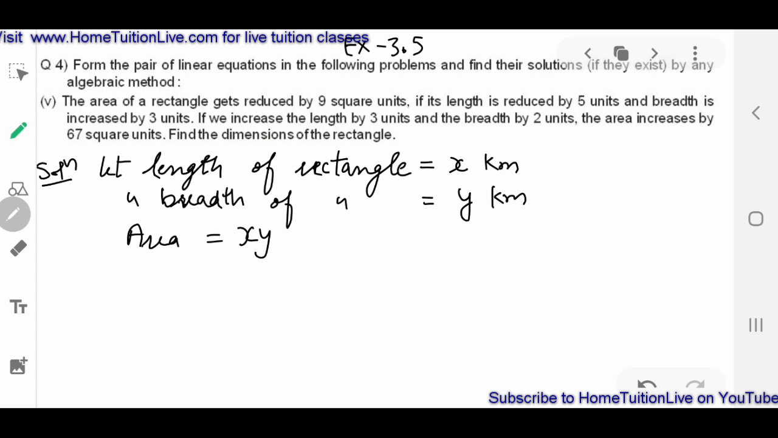The area of a rectangle gets reduced by 9 square units if its length is reduced by 5 units and breadth is increased by 3 units. If we increase the length by 3 units and breadth by 2 units, the area will be increased by 67 square units. So find the dimensions of the rectangle. So let the length of the rectangle be x meters.